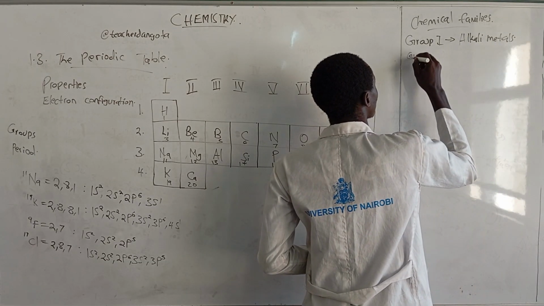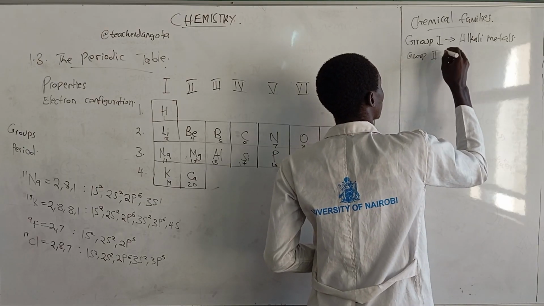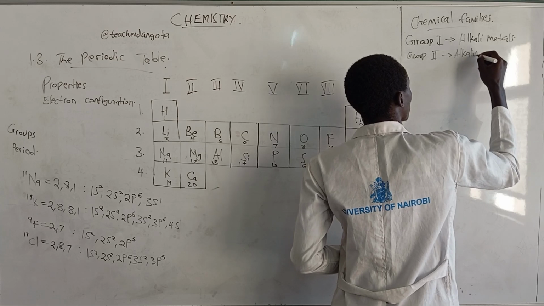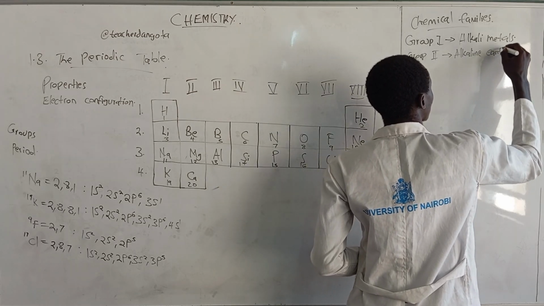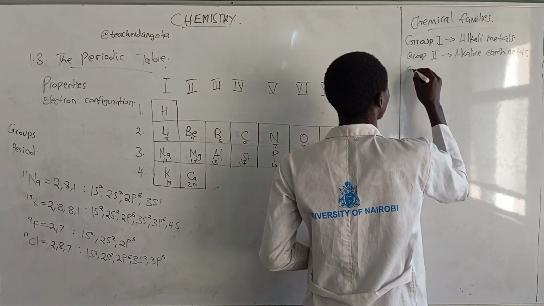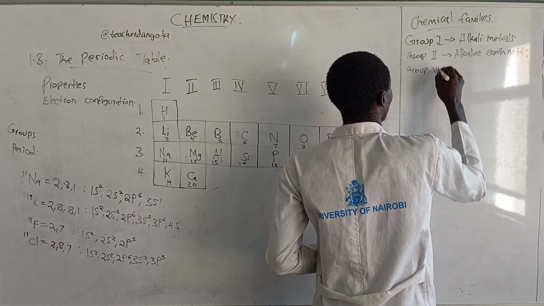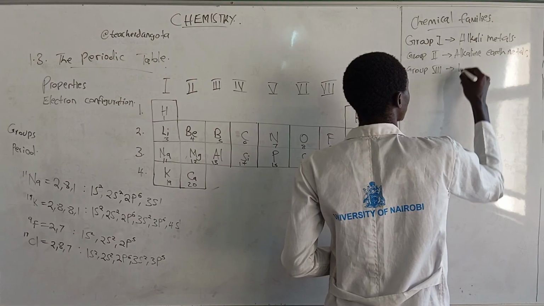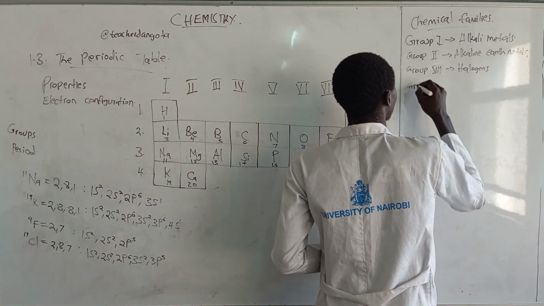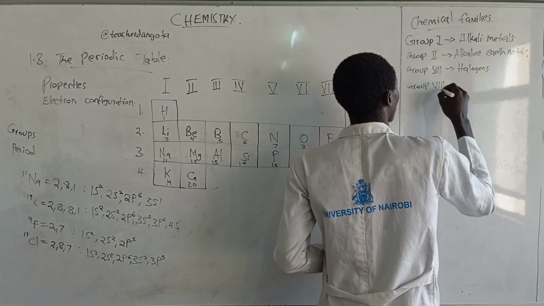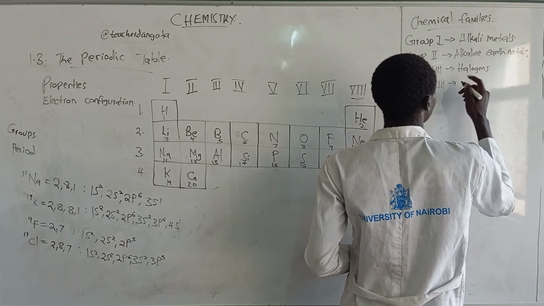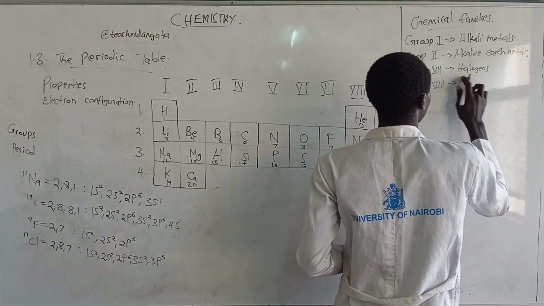Then we have group 2, which are known as the alkaline earth metals. Then we have group 7, which are known as the halogens. Then we have group 8, which are known as the noble gases.